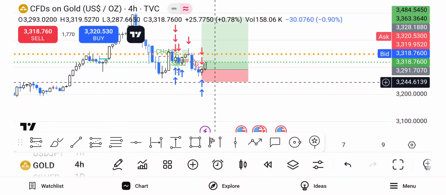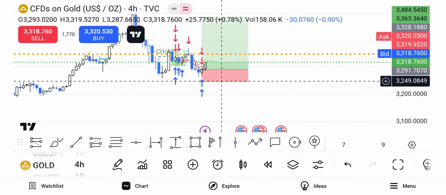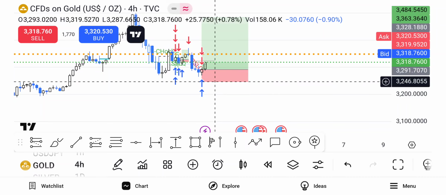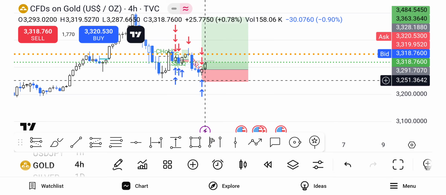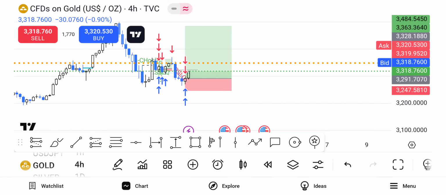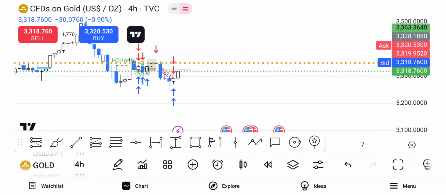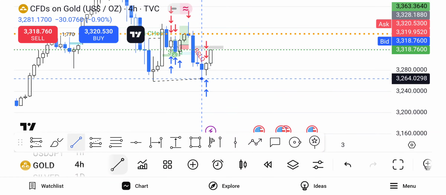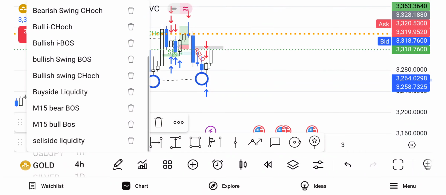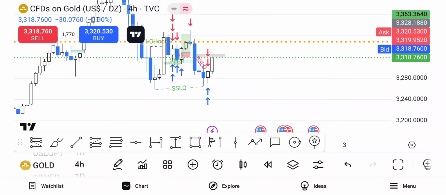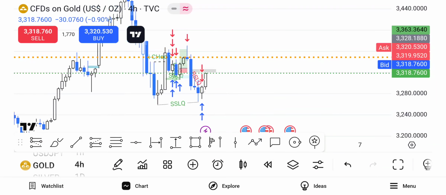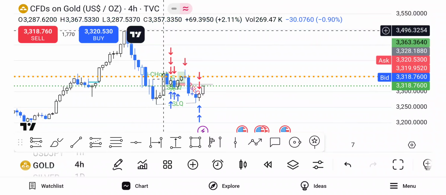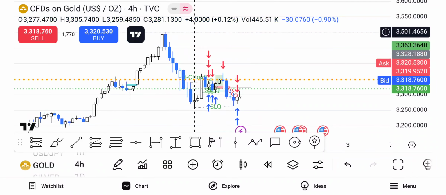So if the institutions want to enter the market, there should be enough liquidity, or enough persons or enough orders that can be sold to them so that they can buy against. Understood? I hope it's clear. So what I'm planning is that price will likely sweep these sell side liquidity before moving to take out this weak high, or this high, you can say.